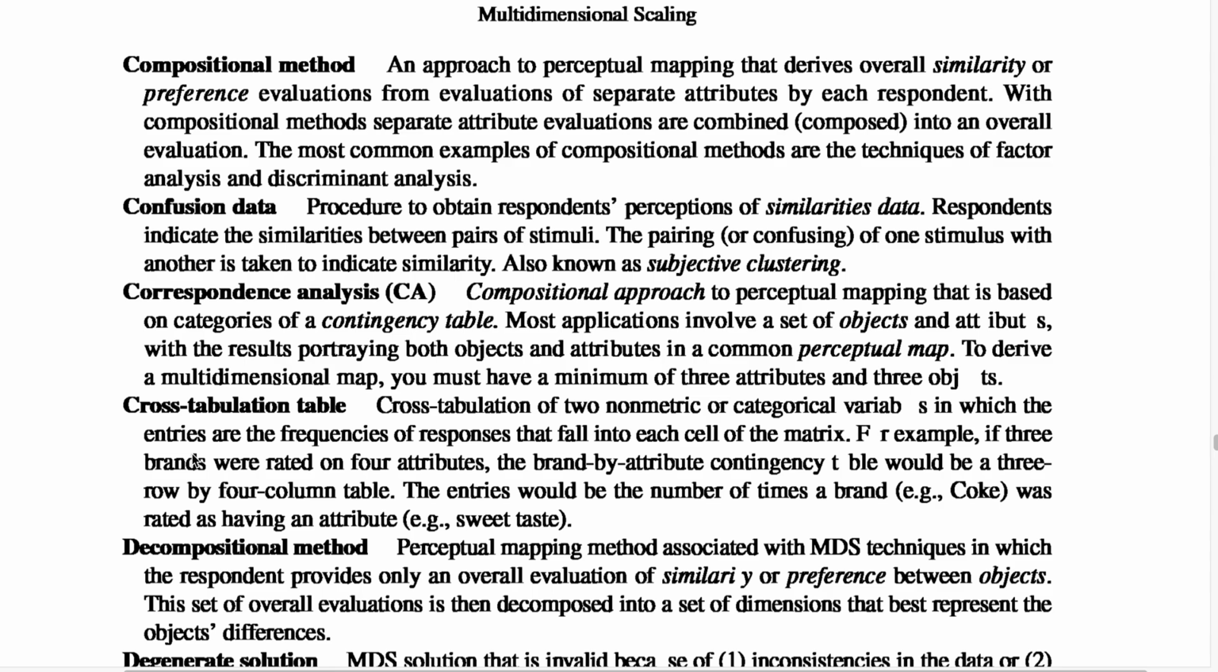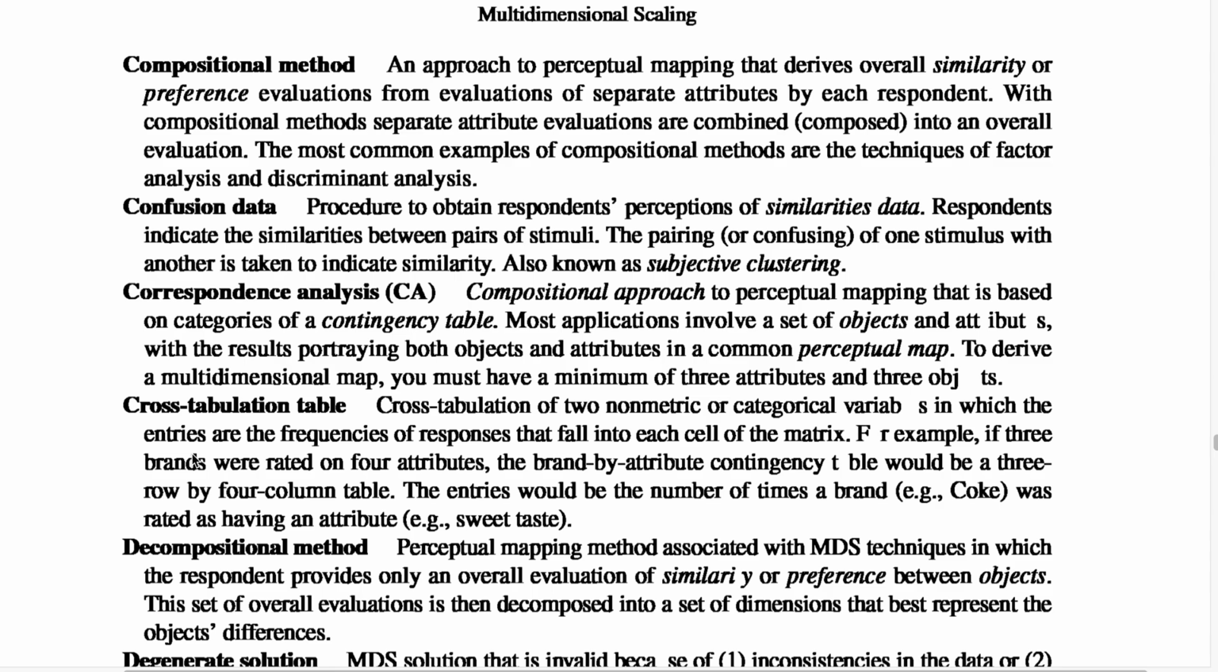Confusion data, a procedure to obtain respondent perceptions of similarities. Respondents indicate the similarities between pairs of stimuli. The pairing or confusion of one stimulus with another is taken to indicate similarity, also known as subjective clustering. Correspondence analysis.